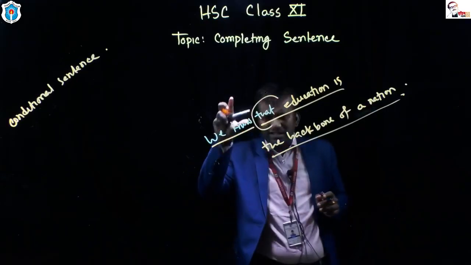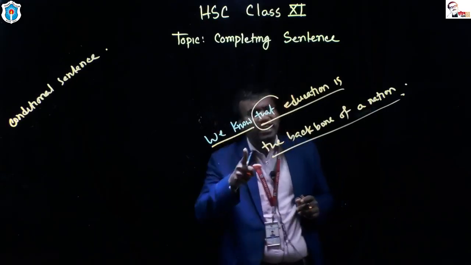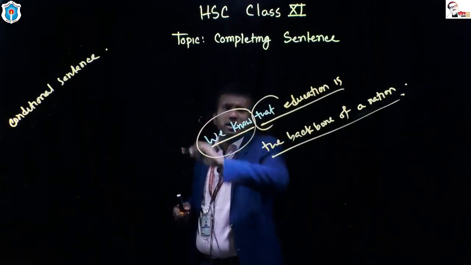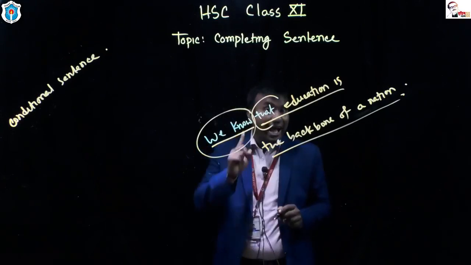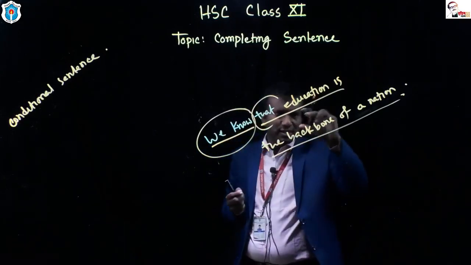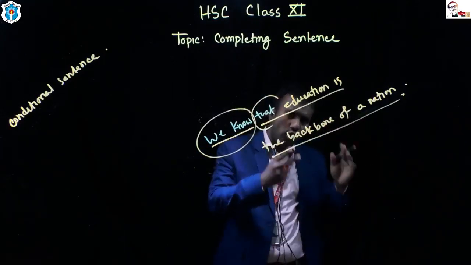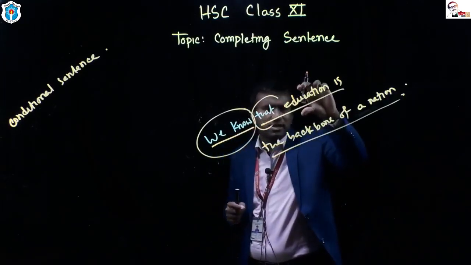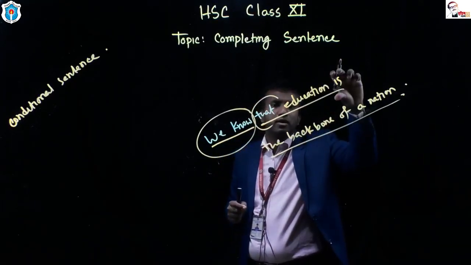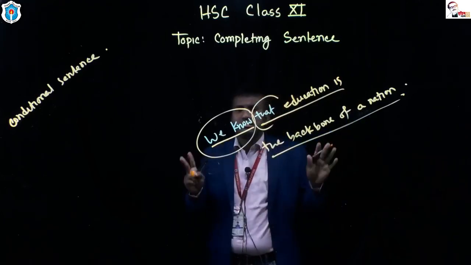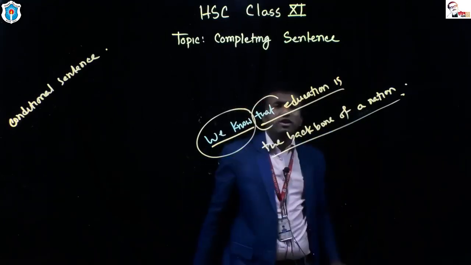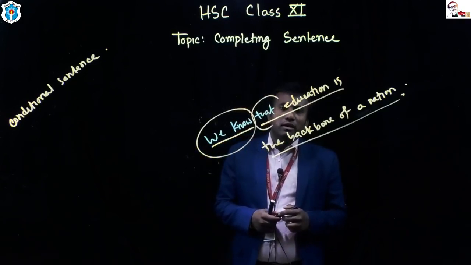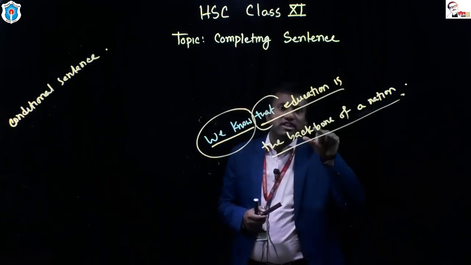And this first part contains one subject and one finite verb, we know. That's why we can call this part a clause. And look at please. That education is the backbone of a nation is also a clause, because this part contains one subject and one finite verb. Okay, so we have got two clauses. The first one is we know, and the second one is that education is the backbone of a nation.